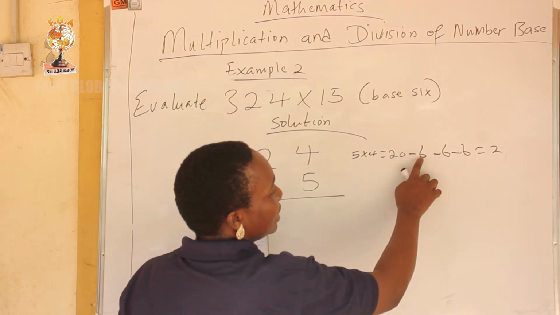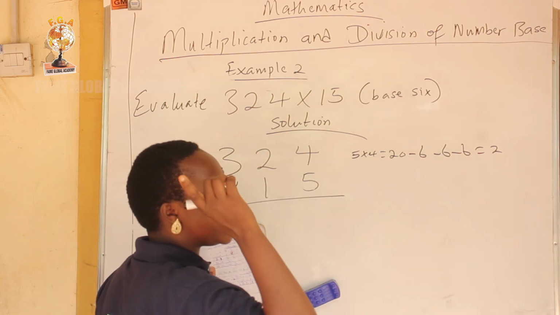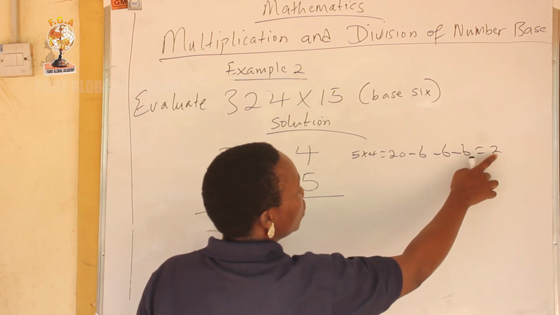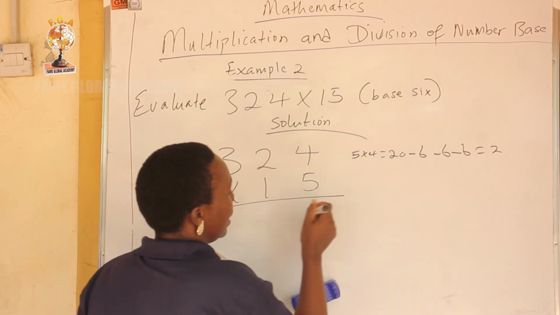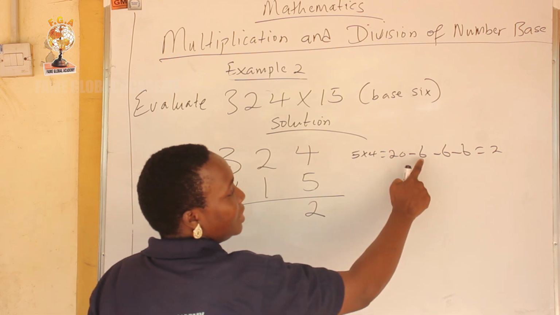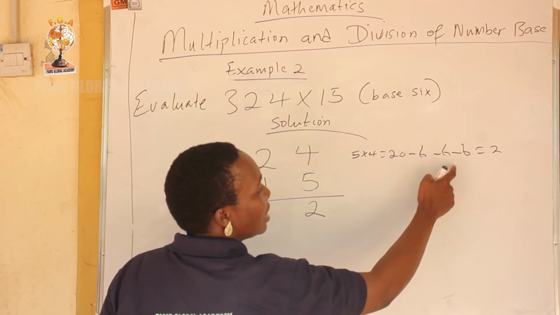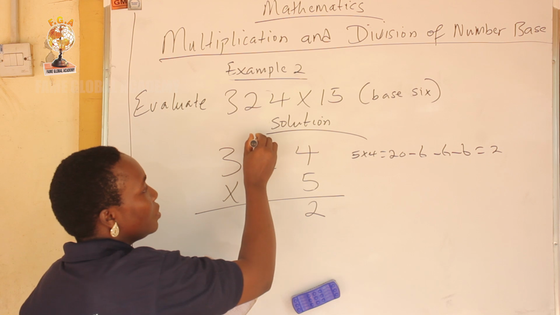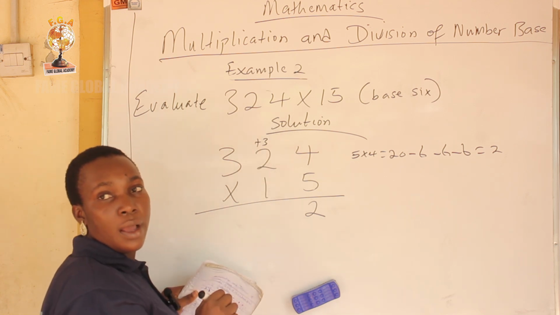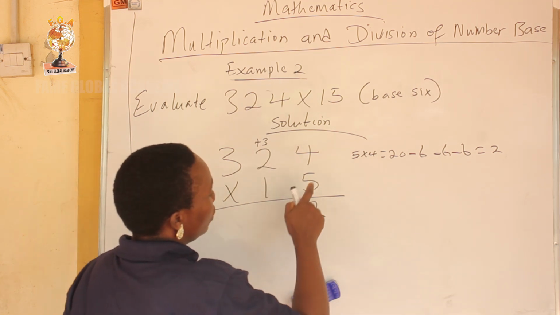So if you add 6 plus 6 plus 6, that will give us 18. 20 minus 18 will give us 2. So it is this 2 that we are going to write here. Now this 6 that we subtracted 3 times, we carry it as 3 to the next part. So here will be plus 3. I hope we are together. Okay, so let's take the next one.